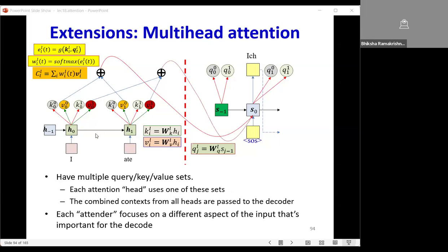Right. And so when you just have a single attention head, you're picking one of these. Why pick one? Why not have multiple? So we're going to have multiple keys and values. For instance, the attention that you get based on the first key and query might be focused on part of speech, and the one that you get on the second one might look at semantics. So you get two different context vectors and you feed both in. That's the multi-head attention. That makes sense to all of you guys?